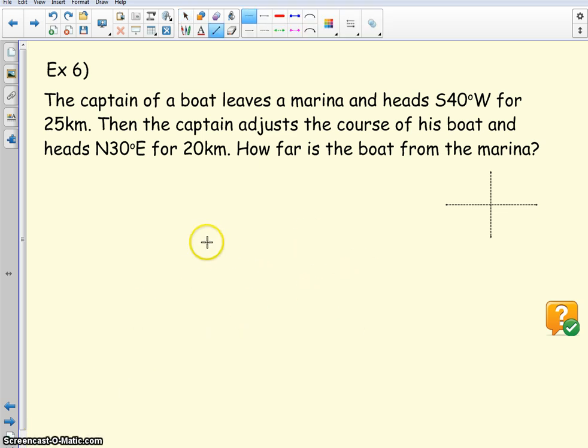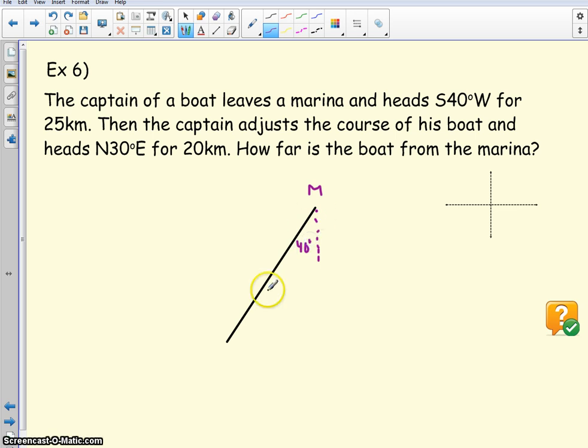Okay, let's try and put this diagram together now. So we're leaving a marina and we're going south 40 degrees west. What that means is I go south, then 40 degrees to the west, so around there, and that's going to be the first direction he's going. So if this is the marina up here, south and 40 degrees to the west, and that's where he winds up. This is the 25 kilometers he goes for.